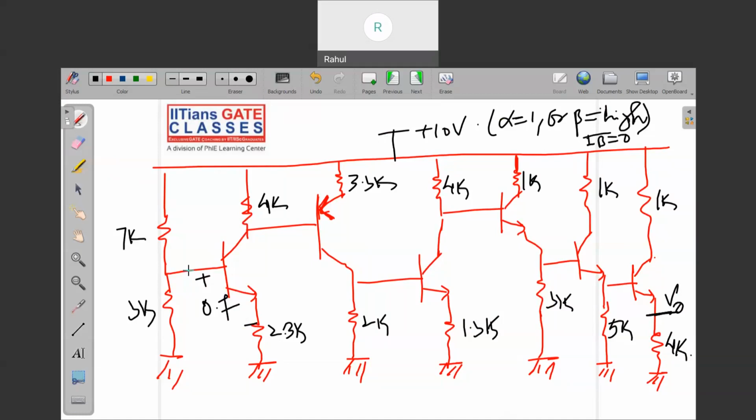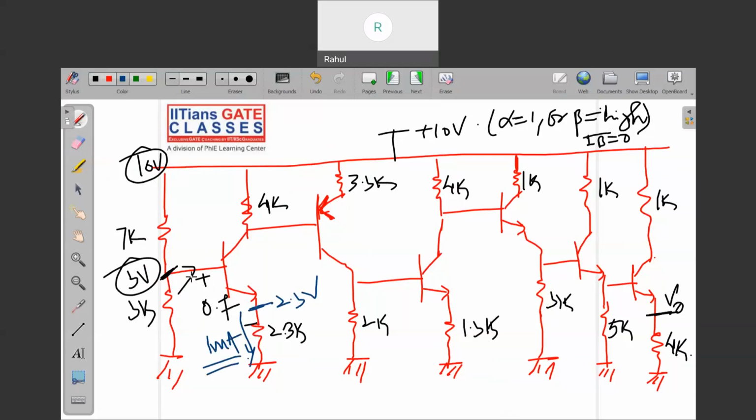So this is 10 volt, and this guy is 0, so 7K and 3K are in series. You can compute the potential at this point: 10 volt total, so by the divider rule, 10 into 3 upon 10, there will be 3 volt here. Going down 0.7, this potential will be 2.3 volt. The current here is 2.3 upon 2.3 kilo, that means 1 milliampere.